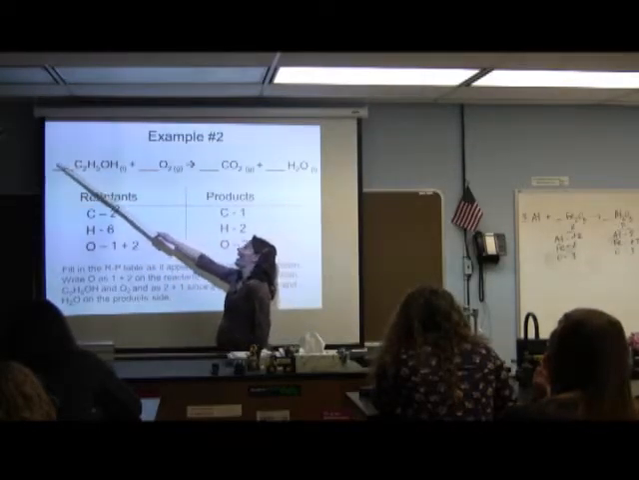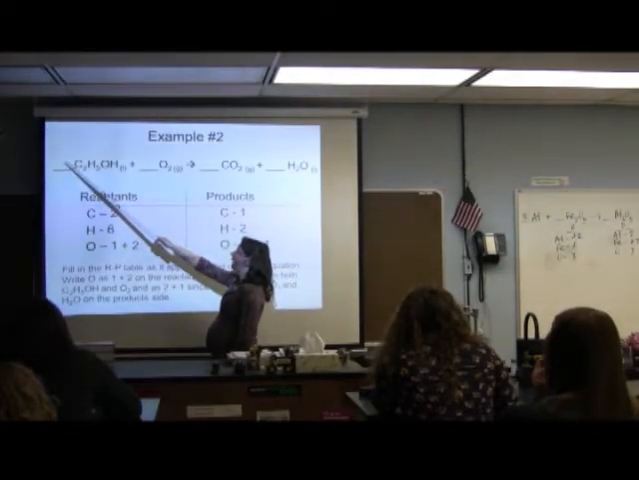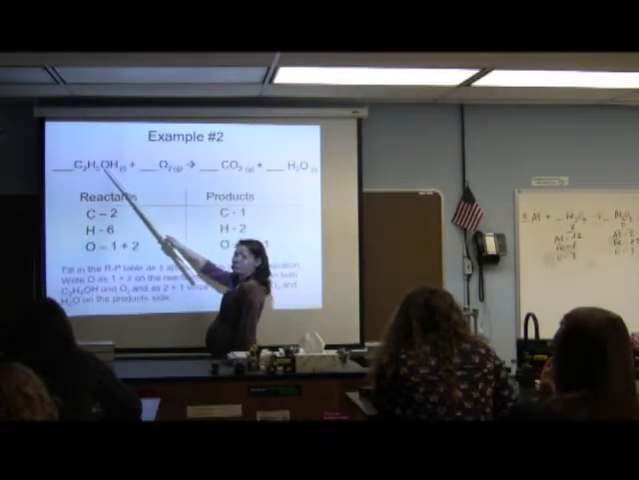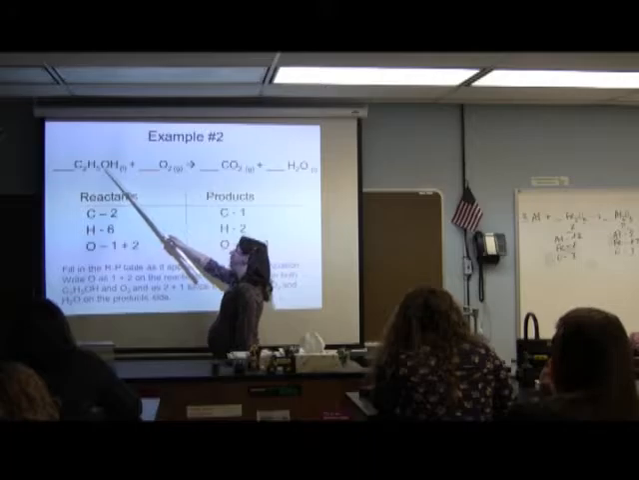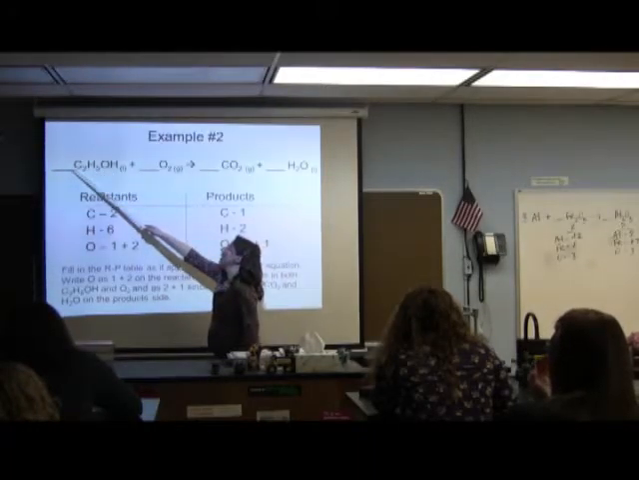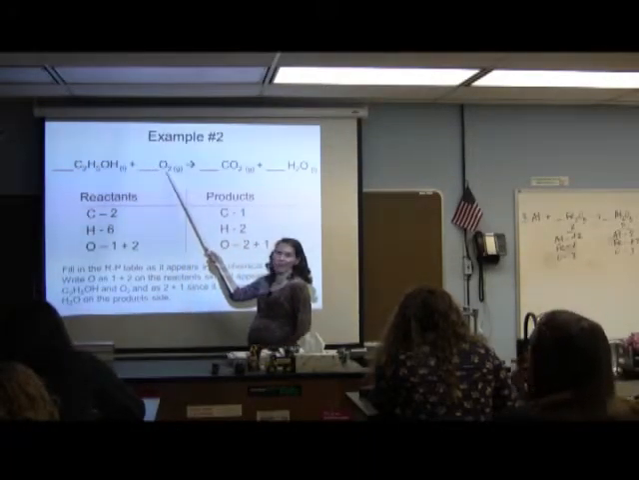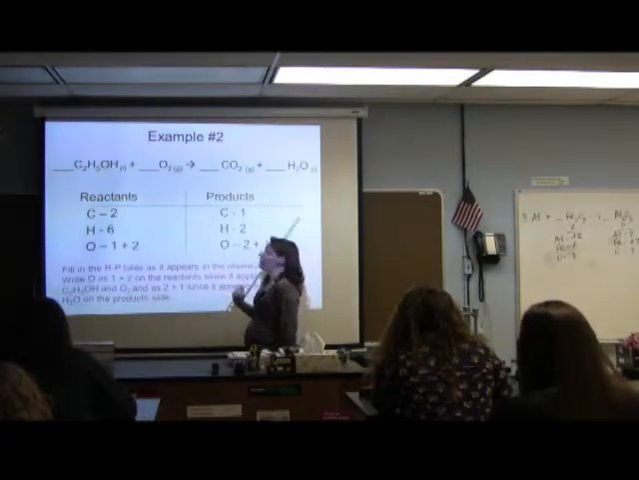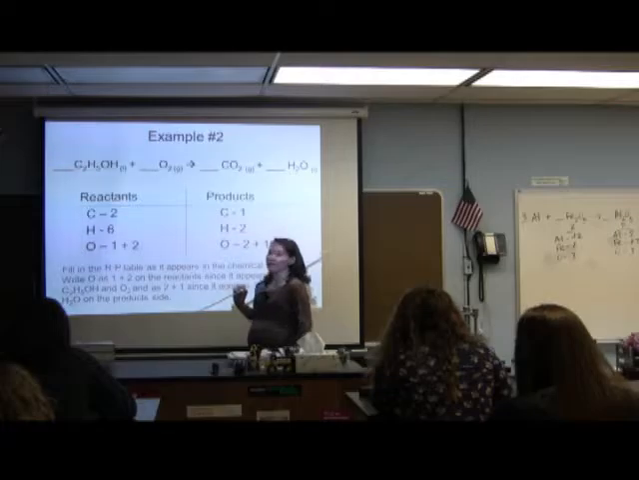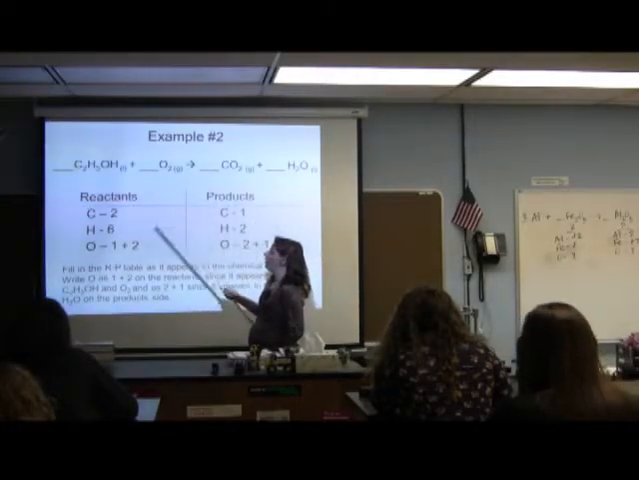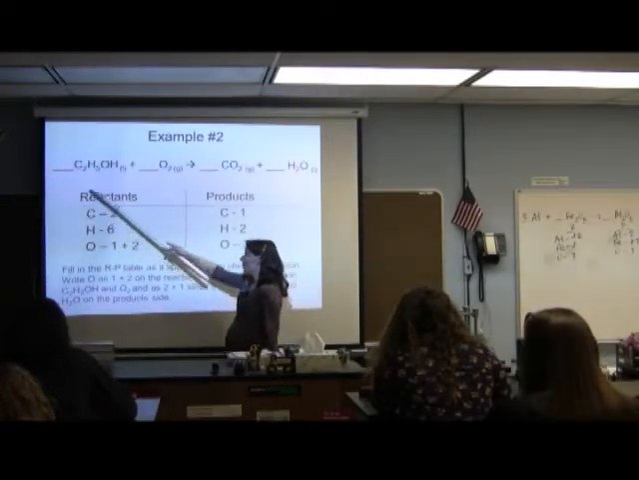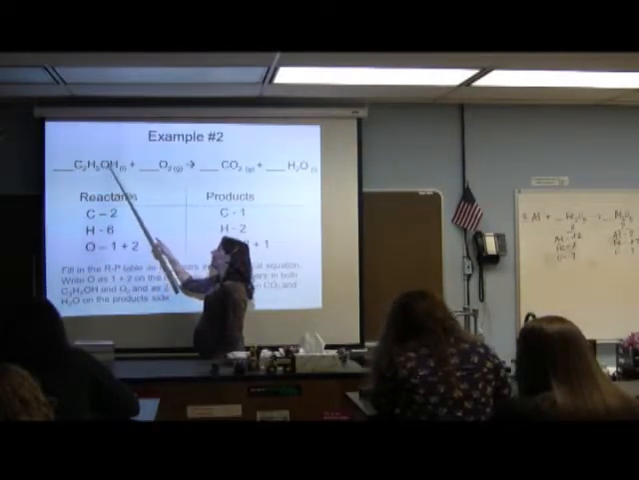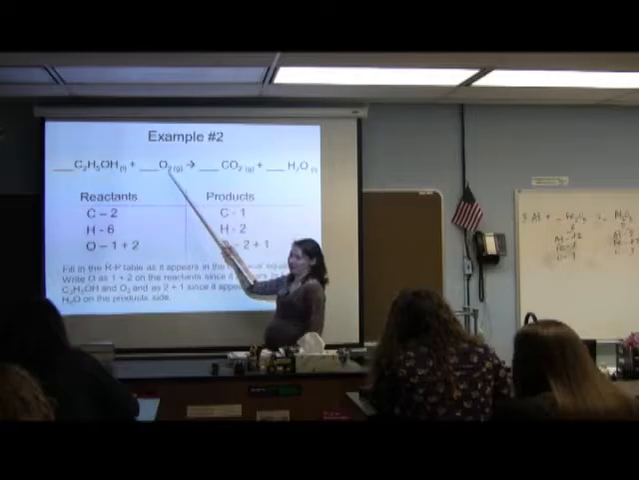If I put a 9 right here, how many oxygens would I have? 9. But if I put a 9 right here, does it affect these oxygens in any way? No, they are in separate molecules. So if the same element appears in more than one molecule, you need to split them up. Because if I put a 9 right here, it affects these oxygens, but it does not affect these oxygens.